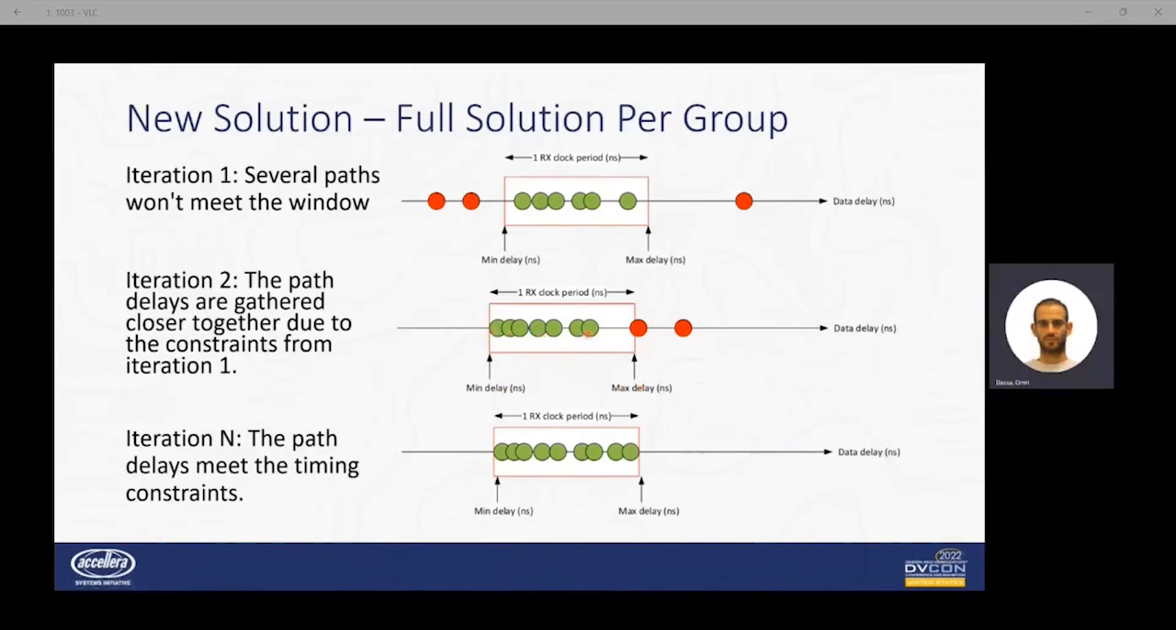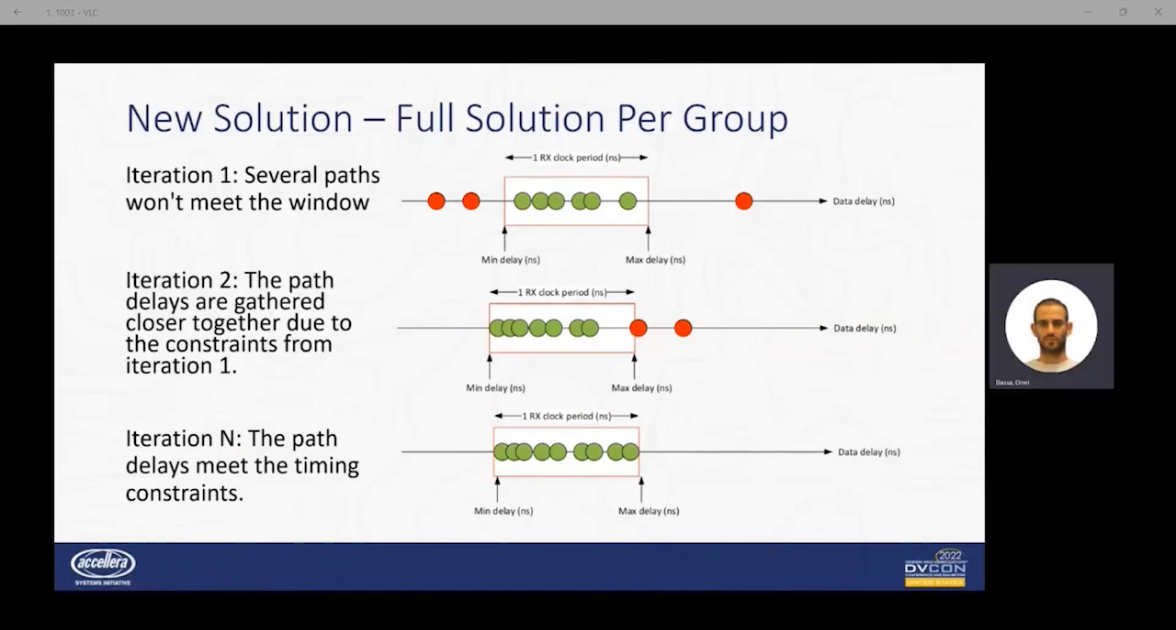Also, you can see that the paths are more grouped together, and we have fewer paths that are outside of the delay window. Also, the paths that are outside of this delay window are starting to get closer to it. After n iterations, we got to a point where all of the paths enter this delay window. After we got to this point, we succeeded and we did what we wanted.